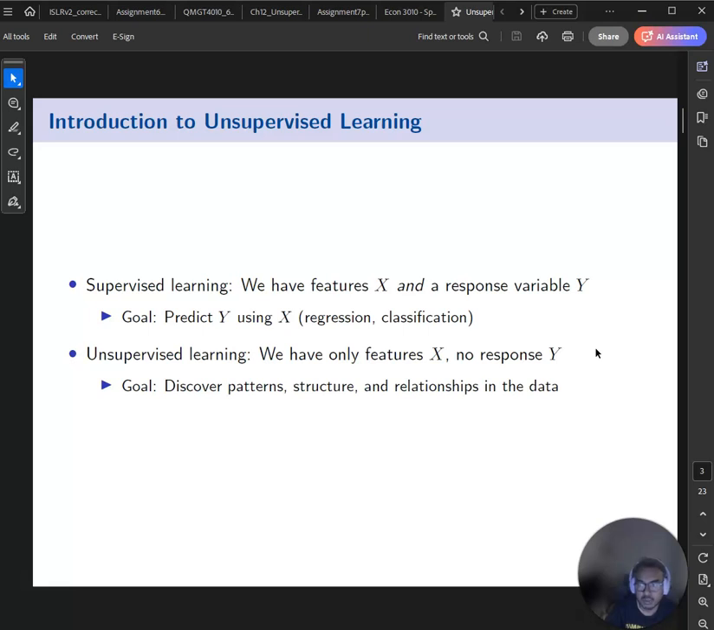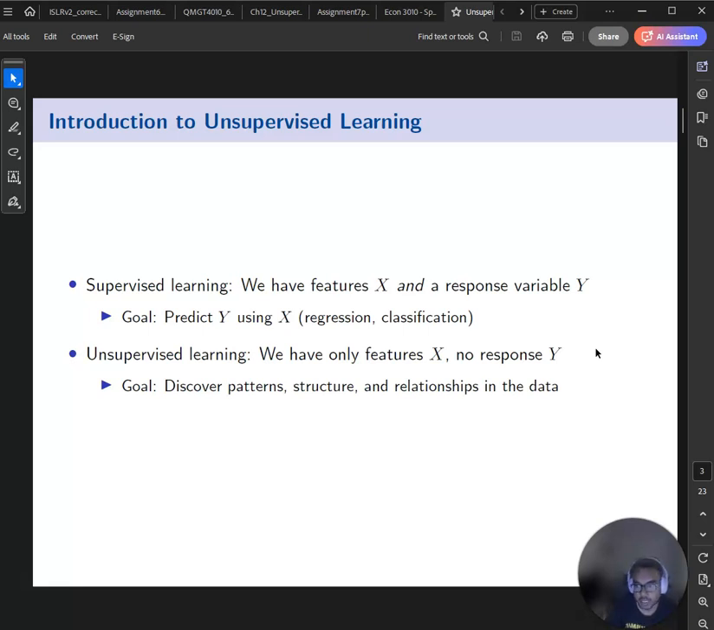But unsupervised learning takes a different approach. We only have features X, but no response variable to guide us. There is no right answer that we are trying to predict. Instead, we are exploring the data to discover hidden patterns, structures, and relationships that might not be immediately obvious.